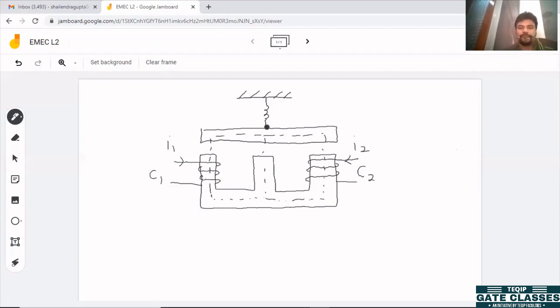So we will see the system for a very low electrical input, so that the plunger does not move and we can maintain our mechanical energy constant, mechanical energy zero. So the equation would start from here.